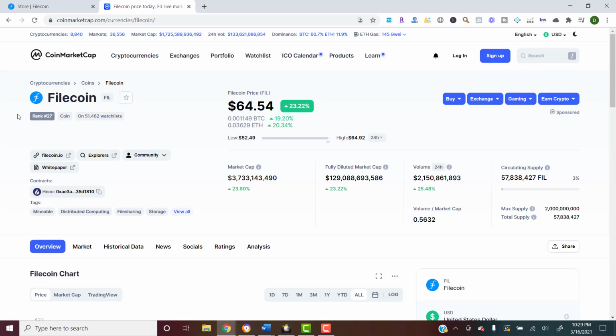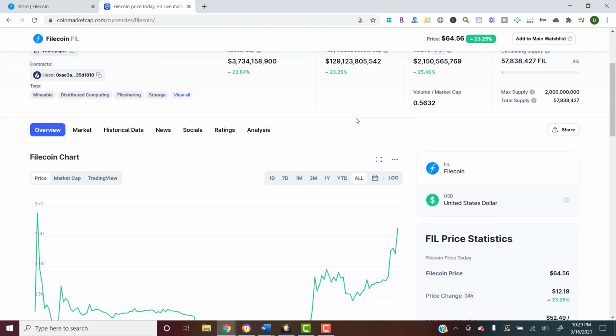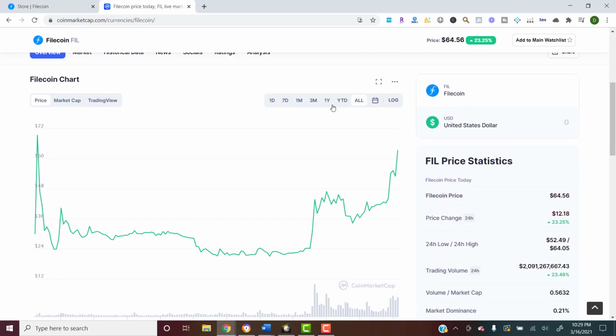All right. Filecoin, number 27 in terms of overall market cap, according to coinmarketcap.com, sitting just below 65 bucks right here on an absolute tear today. Look at that, almost 24% gains for anybody that is in Filecoin today. Congrats to you guys if you are in this project. It's a great project. I love it.